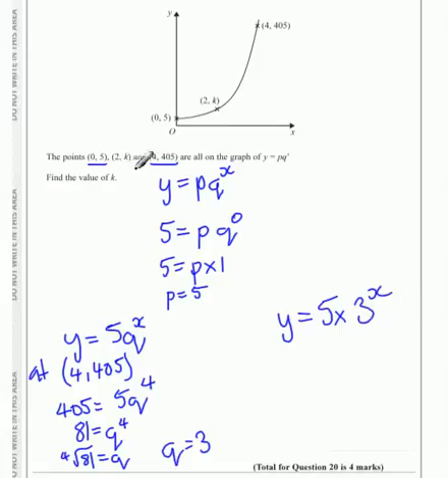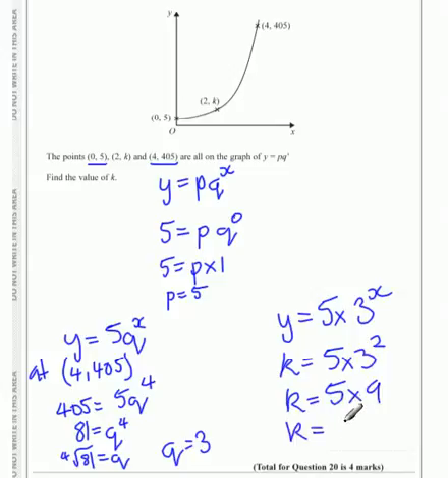And we want to work out the value of k, which is when x equals 2. So we're trying to work out the y value essentially. So y equals k, and then to find that value we need to sub in x equals 2. Then we can work that out, so that's 5 times 9, which gives us k equals 45.